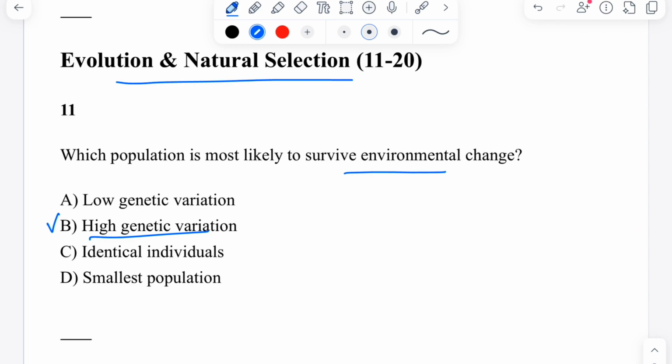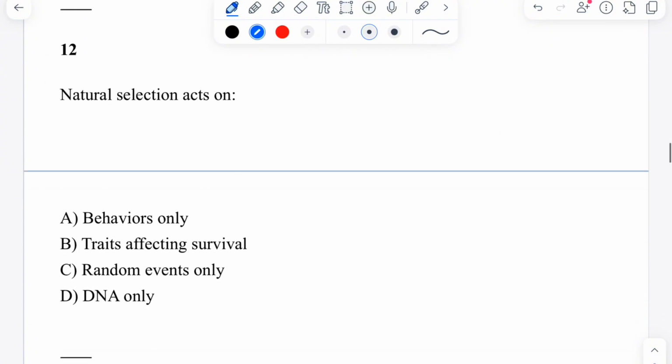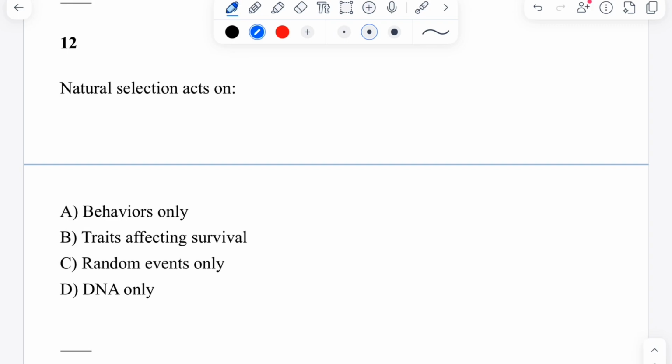A population with more genetic variation has a greater chance that some individuals will survive environmental changes. Got it? 12. Natural selection acts on A, behaviors only, B, traits affecting survival, C, random events only, D, DNA only. So, number B, traits affecting survival.